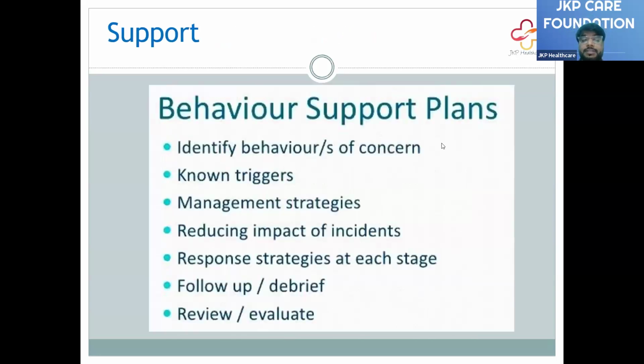Behavior support plans, how to support the behavior. First, identify the behavior of concern. I told you right in the beginning, acceptable or unacceptable behavior. They classify the behavior, so which behaviors are of concern? And from that, do not work on multiple behaviors at a time. Categorize them into easier behaviors to handle and difficult behaviors. Start with the easy ones, not the difficult ones. Always start one thing at a time, and the easiest thing first.